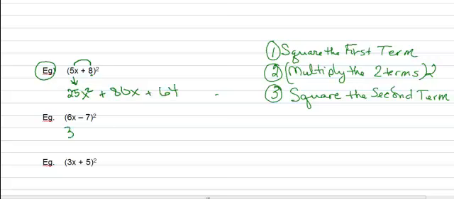So square the first term, multiply the 2, times 2, so 6 times 7 is 42, times 2 is 84, and then square the last. One more time, square the first, multiply the 2, 15x times 2, 30x, square the last, and you're done.